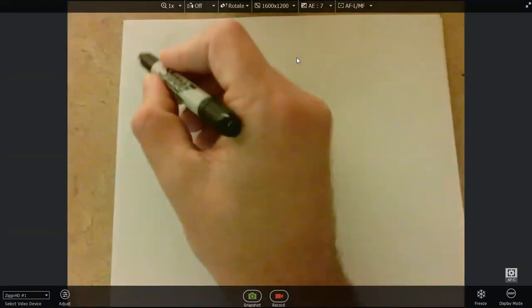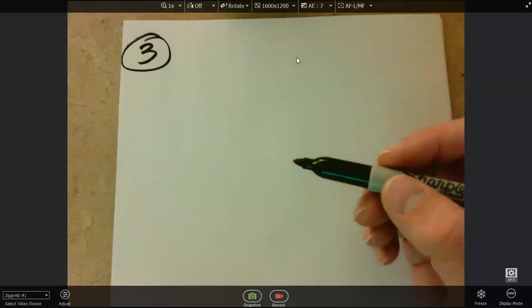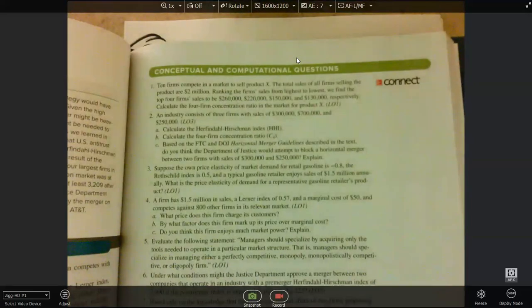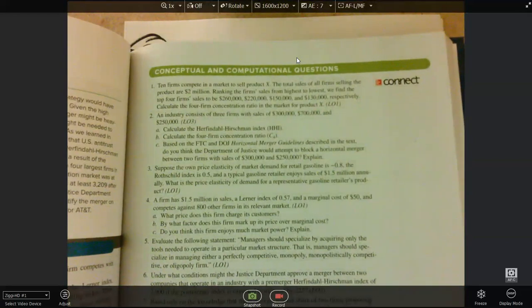This is question 3. Suppose the own price elasticity of the market demand for retail gasoline is negative 0.8. The Rothschild index is 0.5. And a typical gasoline retailer enjoys sales of 1.5 million annually. What is the price elasticity of demand for a representative gasoline retailer's product?